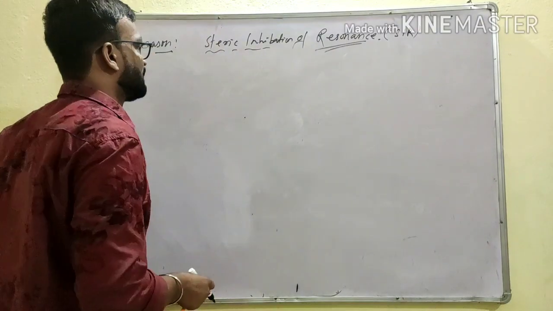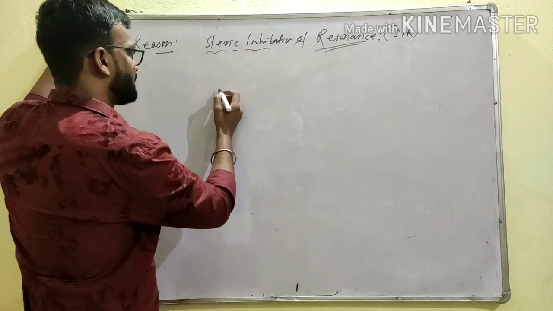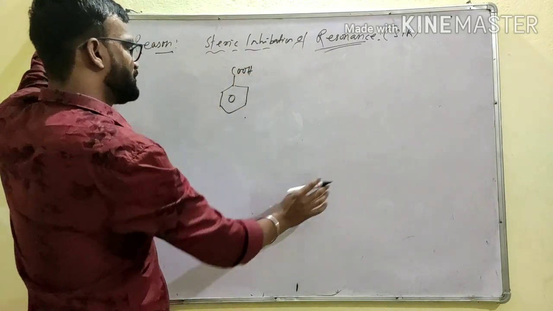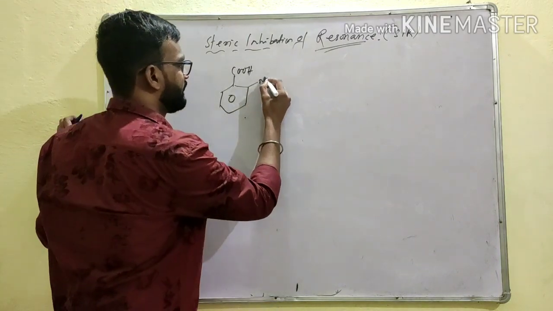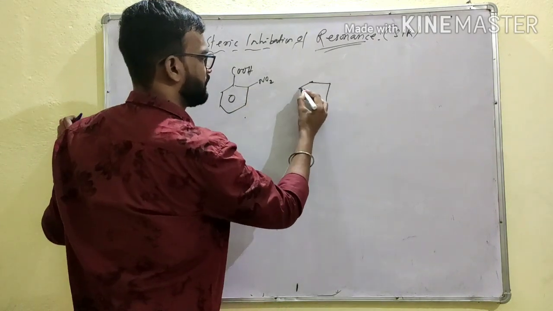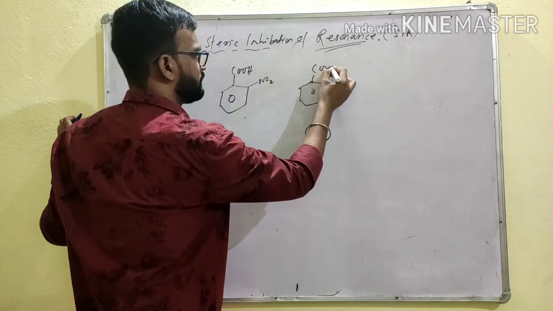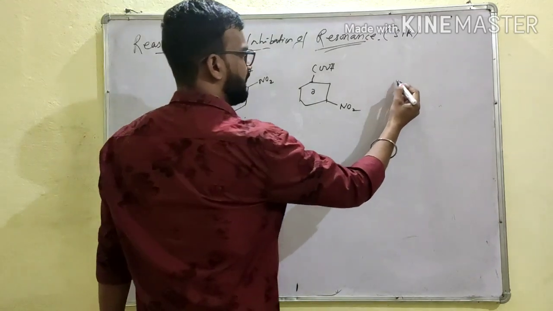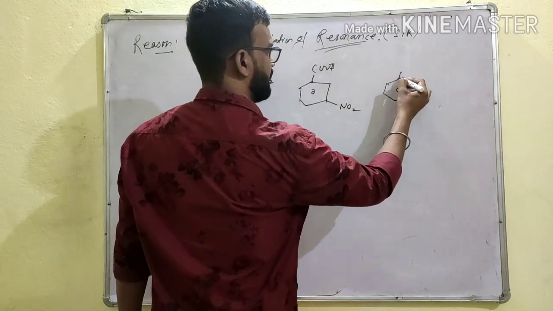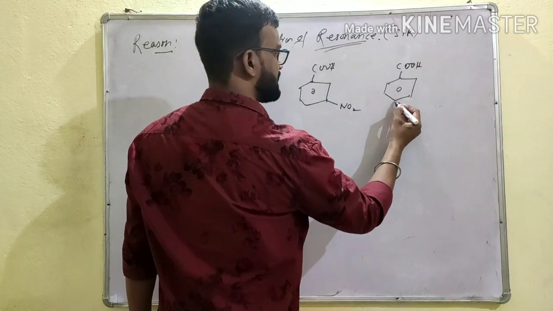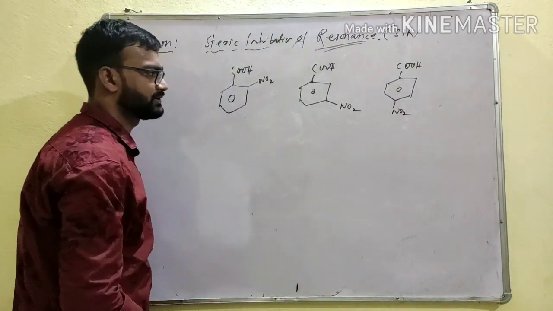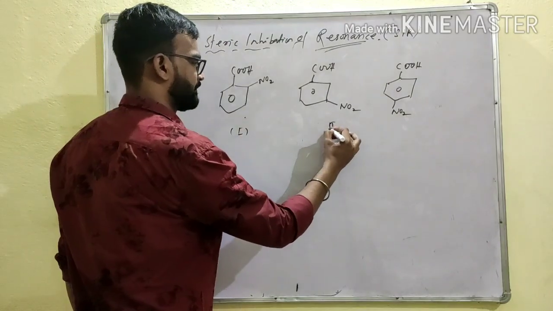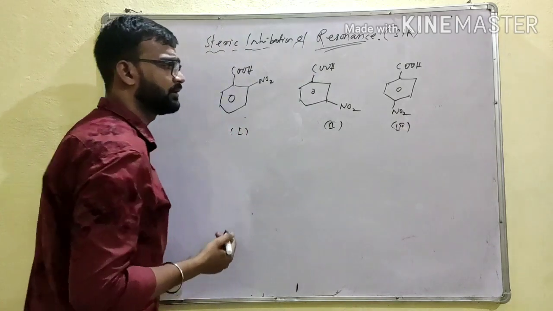So let us take an example. Suppose we have benzoic acid. I have NO2 at the ortho, COOH with NO2 at the meta, COOH and the NO2 at the para position. Now tell me what is the order of the acidity.